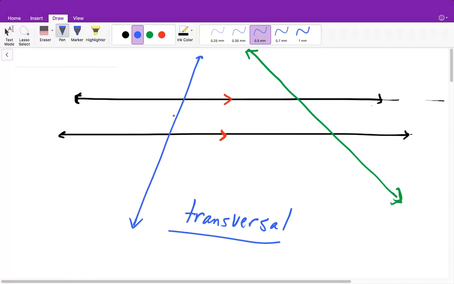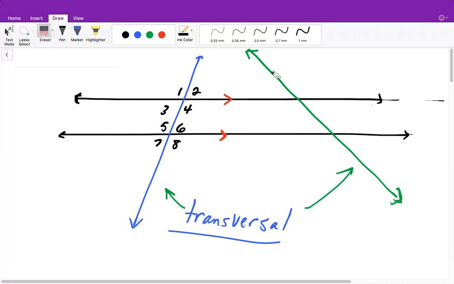All right, so this blue line is a transversal, and so is this green line because they are intersecting two or more lines. Now when you have a transversal that intersects two parallel lines or more, it creates relationships, and each of these are angles. I'm going to number these: 1, 2, 3, 4, 5, 6, 7, and 8. All right, so we're going to talk about these in detail.